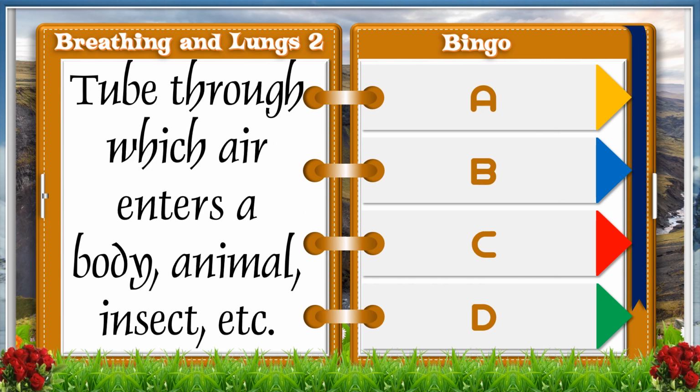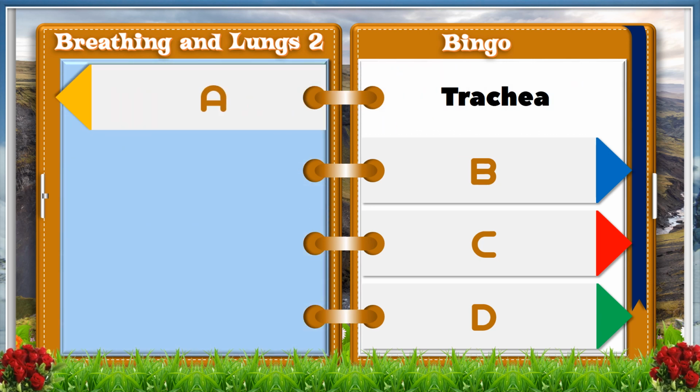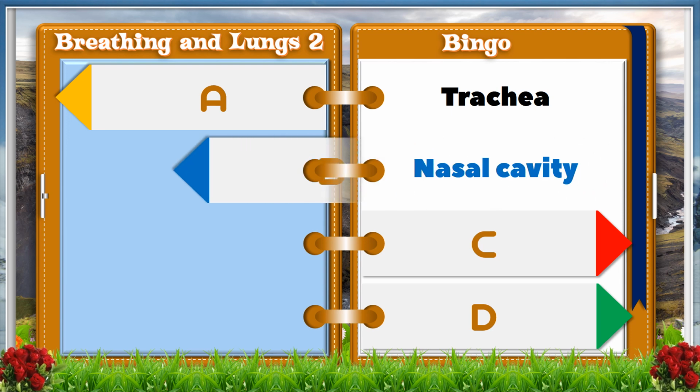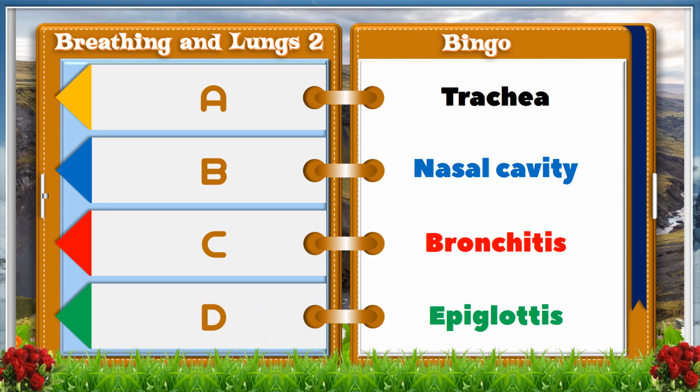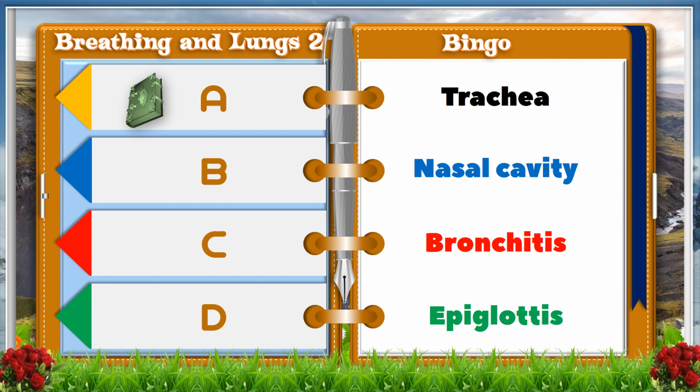Tube through which air enters a body, animal, insect, etc. A. Trachea. B. Nasal cavity. C. Bronchitis. D. Epiglottis. And the answer is A. Trachea.